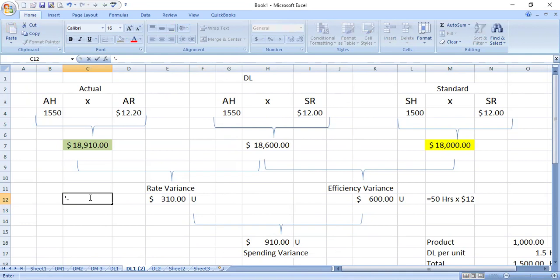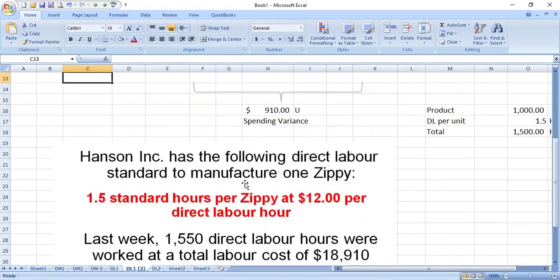Very simple. We're going to have 1,550 hours times the difference in the price, which in this case is 0.20 cents. And that's how we're going to get this number. Let's put this number, and there we go. Okay, let's go back to the slides and let's finish those.